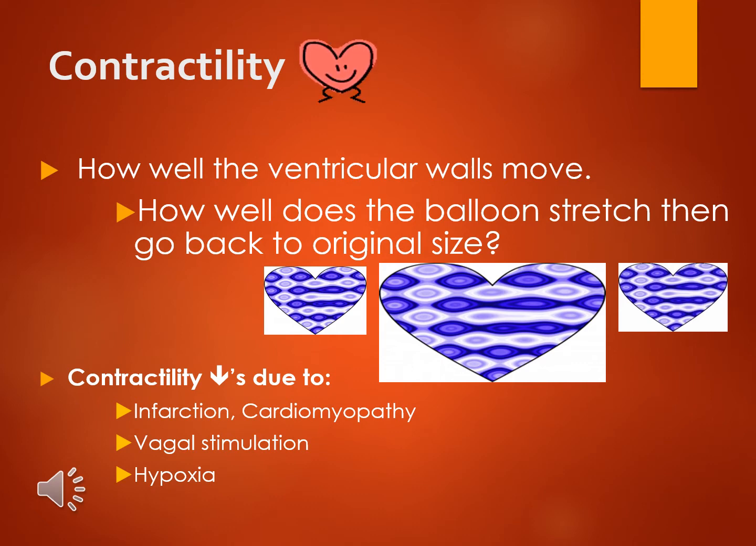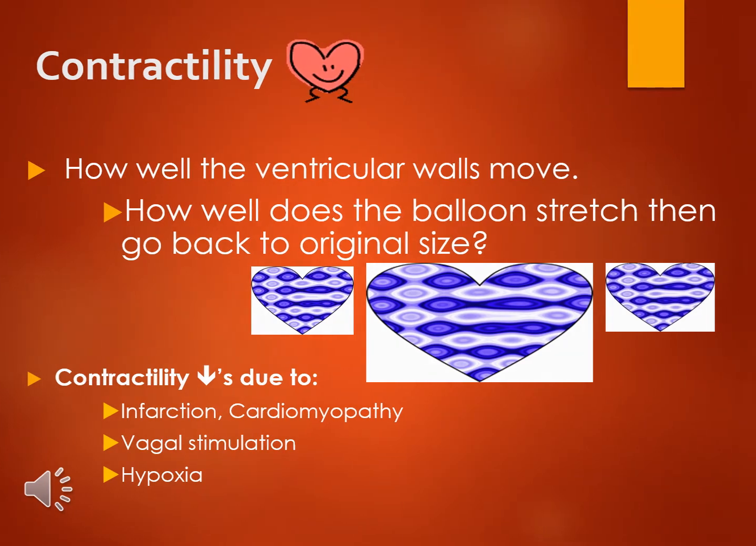So think about our balloon. If we blow the balloon up one time, the balloon goes right back to the original size if we let the air out. But if I blow that same balloon up 100 times, eventually the elasticity of the balloon becomes more of a flabby balloon, and it does not carry the same shape as it did prior to blowing it up. So contractility decreases due to infarction, cardiomyopathy, vagal stimulation, and hypoxia.